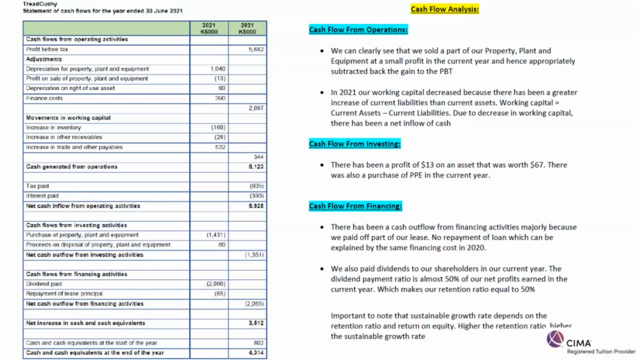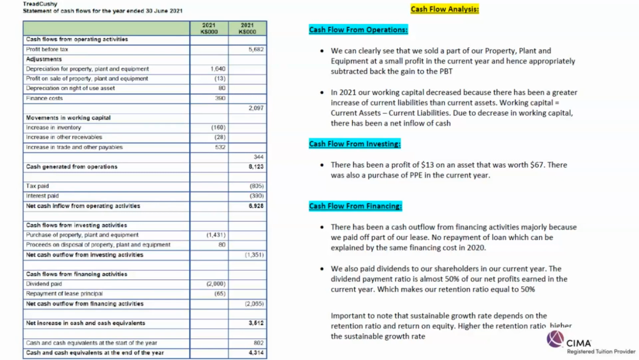If you look at the operating activities, you will see that adjustments were made for depreciation, for profit on sale, depreciation on right of use, and you get your final cash flow from operating activities. So we can clearly see that we sold a part of our property, plant, and equipment at a small profit in the current year, and hence you subtracted it back to the PBT, because cash flow works in that way.